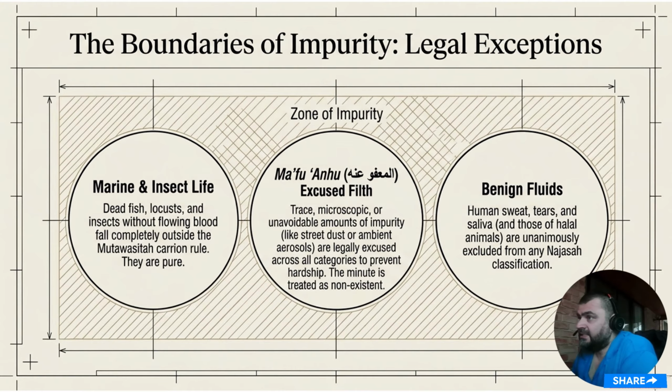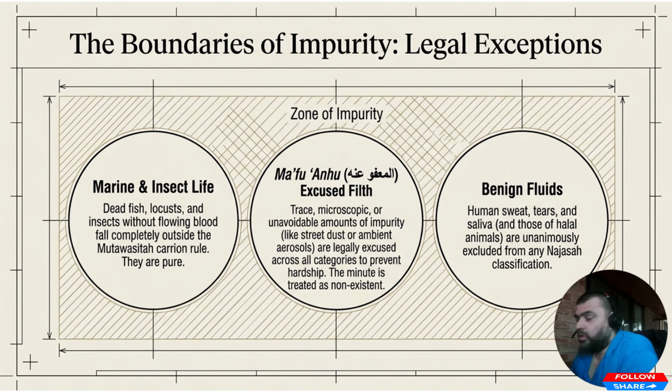Exceptions: marine and insect life. Certain insects have been considered pure, like locusts and so on, and for dead fish there are narrations according to which the companions ate them as well, so it's allowed. It's not najasa, the maita is allowed. And about insects, inshallah, we've got a full lecture in which we will detail more about it. And trace amounts are forgiven as well.